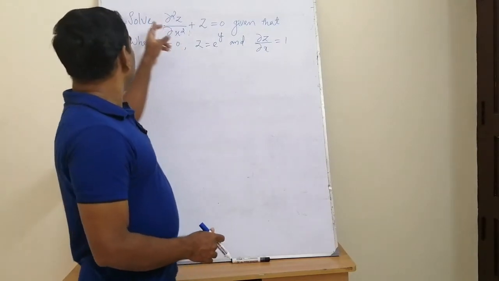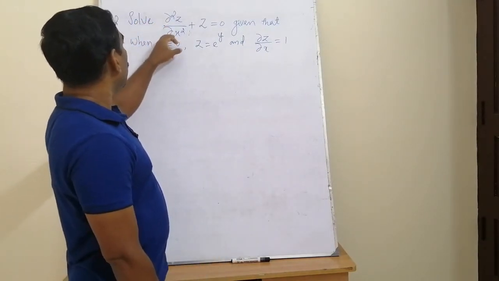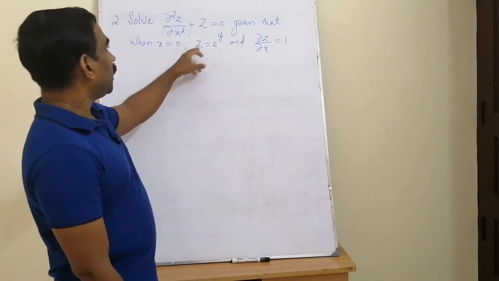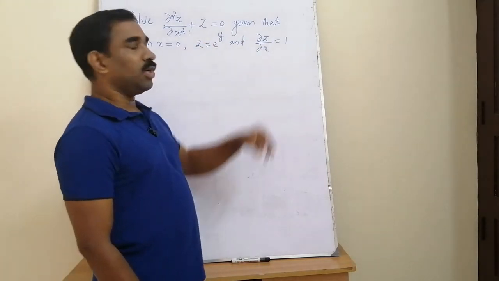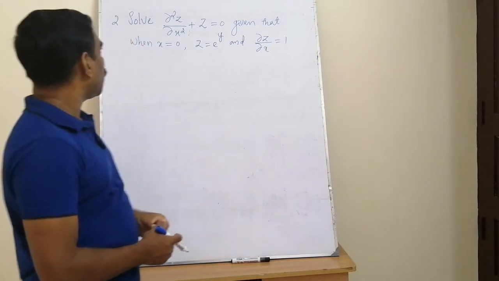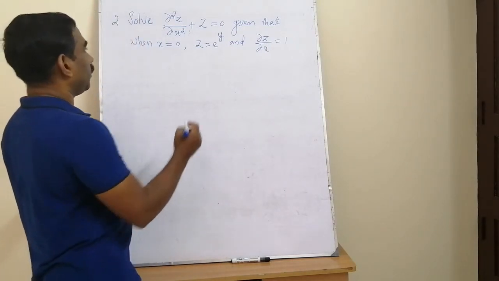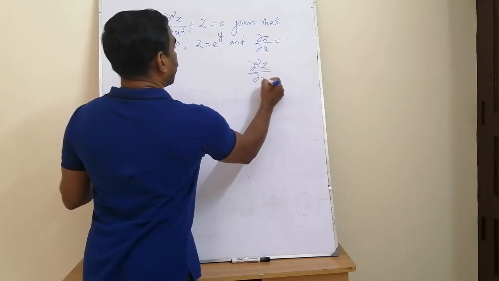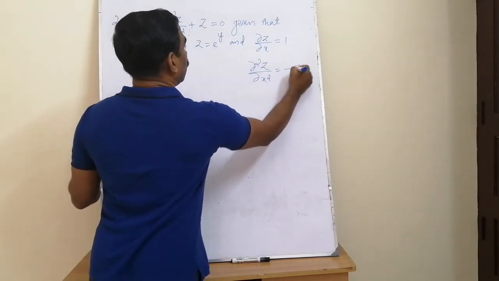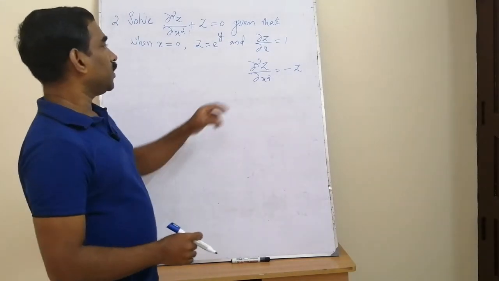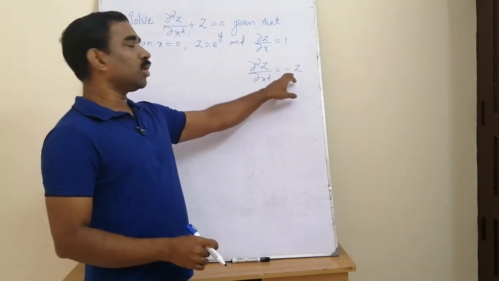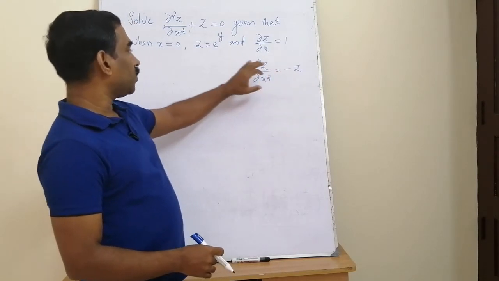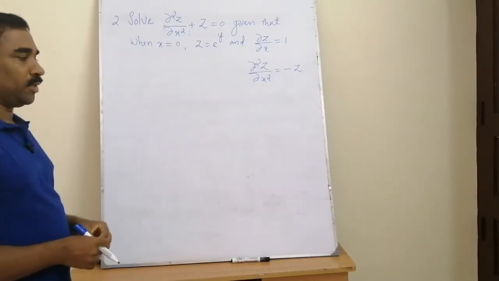Answer the second question. Solve ∂²z/∂x² + z = 0, given that when x = 0, z = e^y and ∂z/∂x = 1. As before, here we cannot perform direct integration. Why? The ∂²z/∂x² part is equal to minus z. That means the right-hand side is not a function of independent variables. It is a function of the dependent variable here. So here we cannot apply the direct integration method.